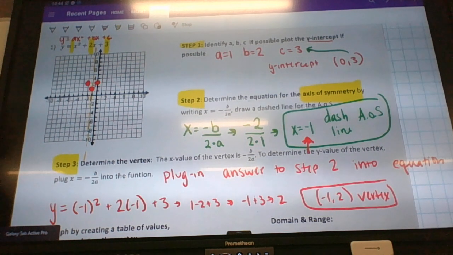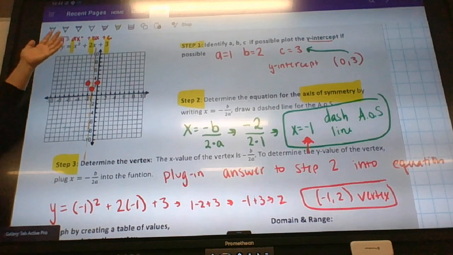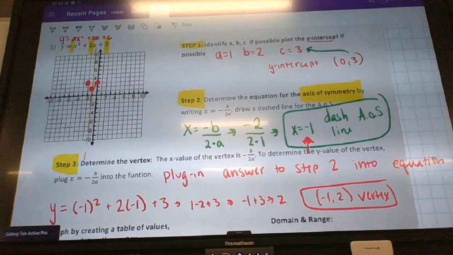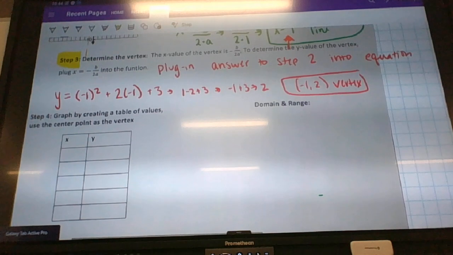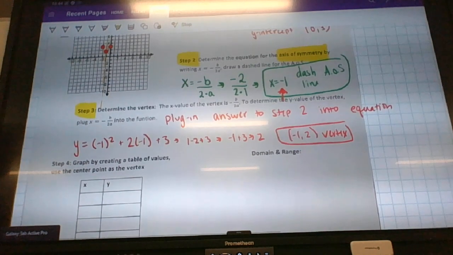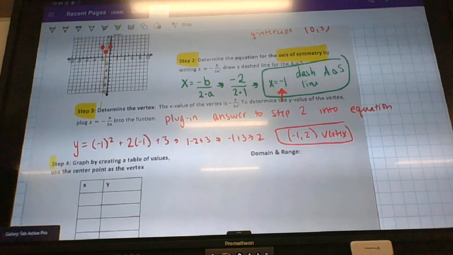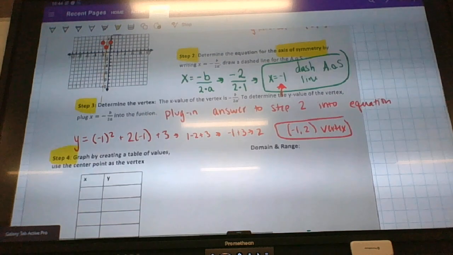When the equations get more difficult, there's decimals here, there's different numbers in the a value, there's stretches and shrinks. That was kind of the hardest part about last chapter. You're going to rely on making a table. So let's continue to step 4 and see how this table will work.